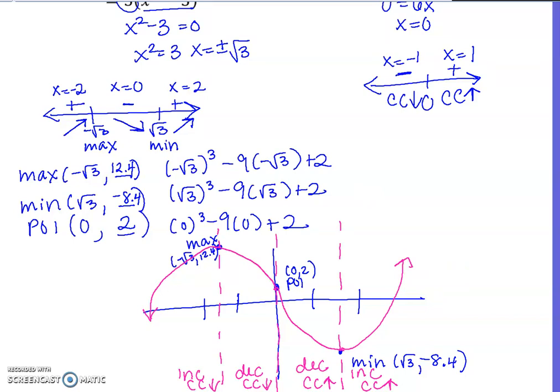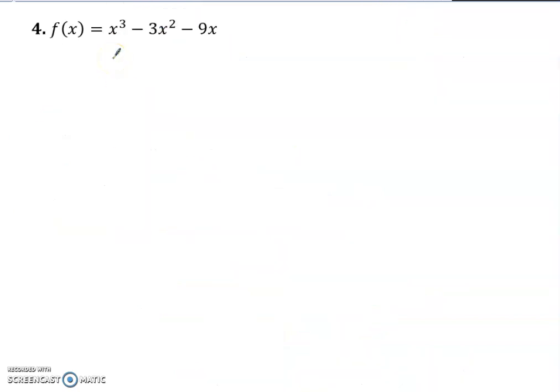Moving on to number 4. So with number 4, now we have an example that we're going to do start to finish. So here we go. We follow these same steps: we have to find the first derivative and the second derivative to find those max and mins and POI. So let's start with the first derivative.